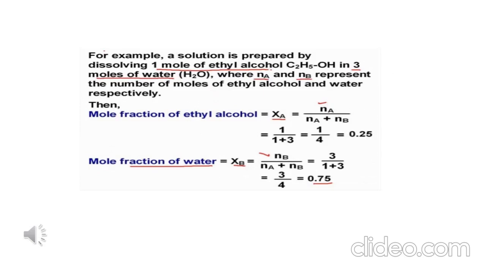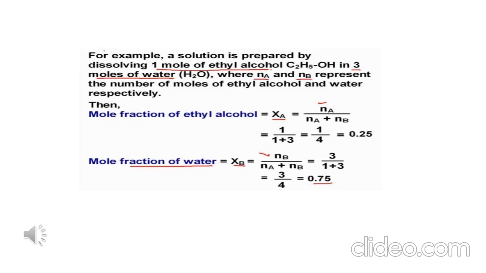Consider one numerical regarding mole fraction. A solution is prepared by dissolving 1 mole of ethyl alcohol in 3 moles of water, where Na and Nb represent the number of moles of ethyl alcohol and water respectively. Calculate the mole fraction of ethyl alcohol and the mole fraction of water. Therefore, the mole fraction of ethyl alcohol is equal to Na by Na plus Nb.